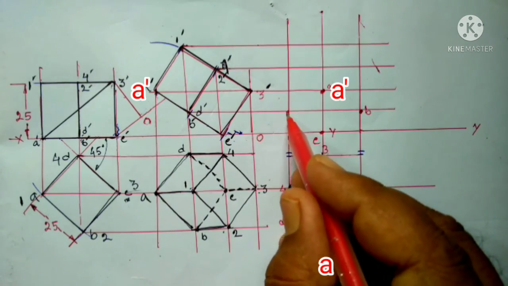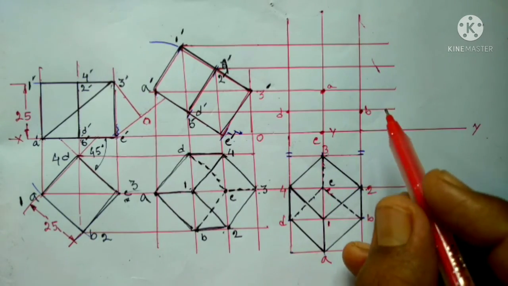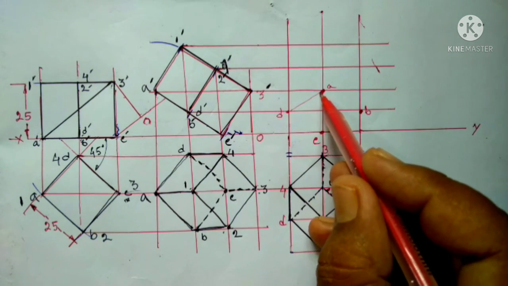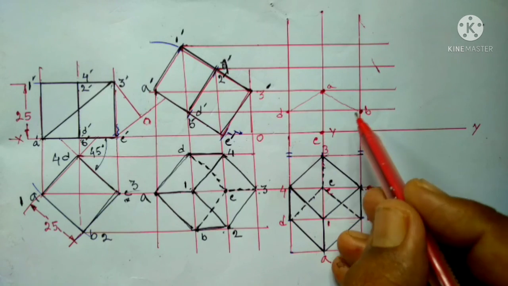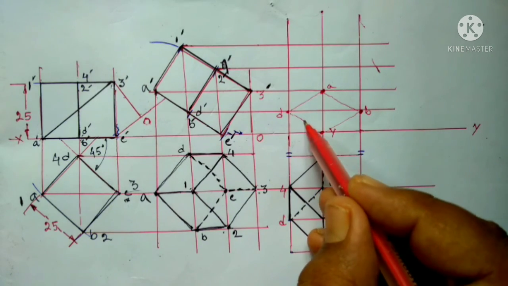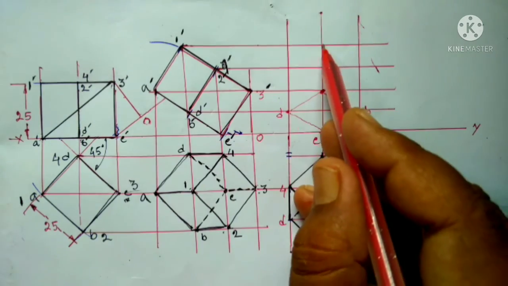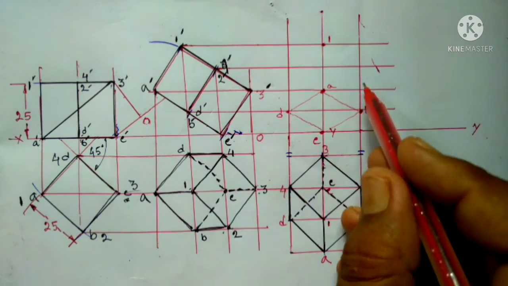In this way, mark the point B, C and D. Then join this point to get the shape by using a light line. After that, mark the point 1, 2, 3, 4 just like the point A.